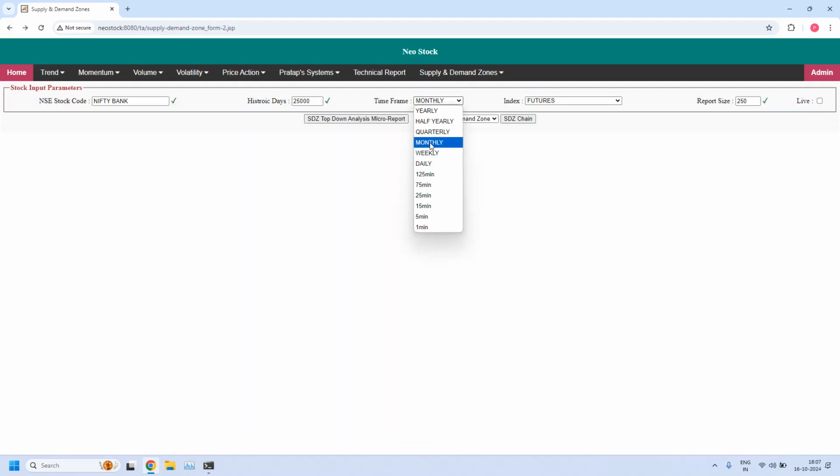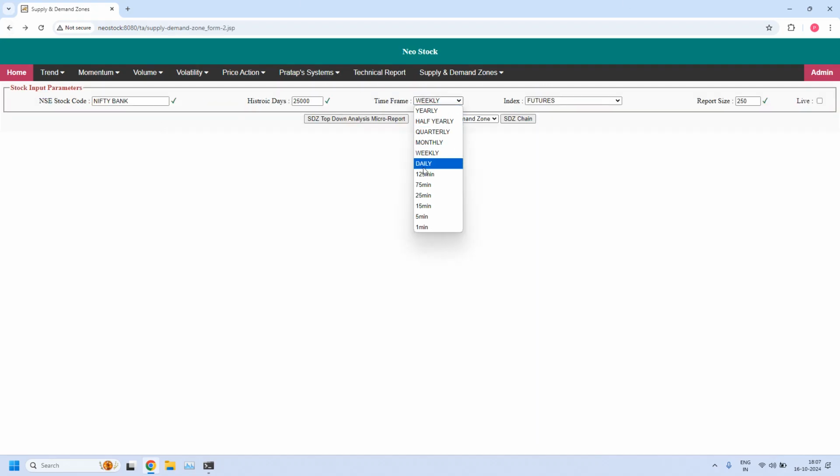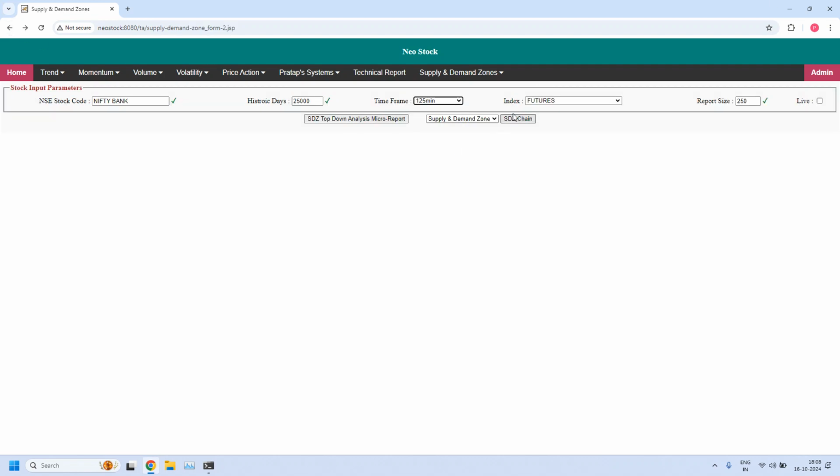Next time frame is weekly, generating weekly supply demand zone chain for BANKNIFTY. The next time frame is daily, generating daily supply demand zone chain for BANKNIFTY. The next time frame is 125 minutes, generating 125 minute supply demand zone chain for BANKNIFTY.